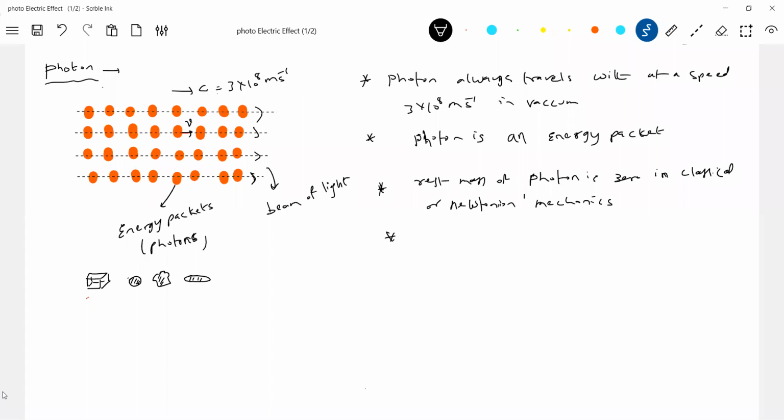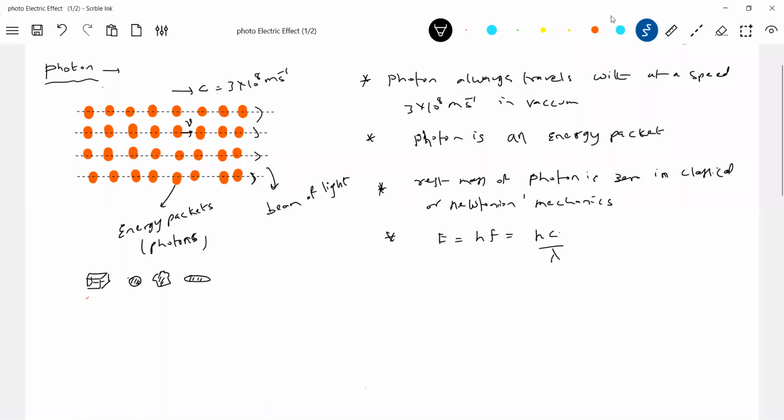So the energy of the photon is given by hf, where f is the frequency of light, or we can write hc by lambda. Lambda is the wavelength. Like lambda is for wave nature, no? How can you bring it for photon? The energy of photon is expressed with the wavelength or the frequency of light.